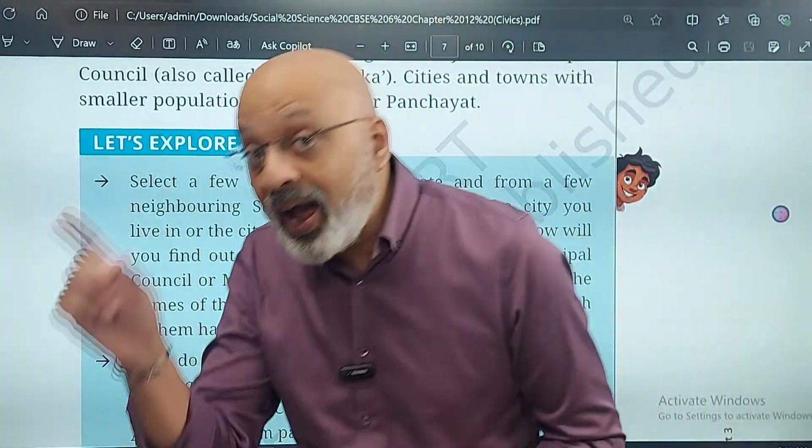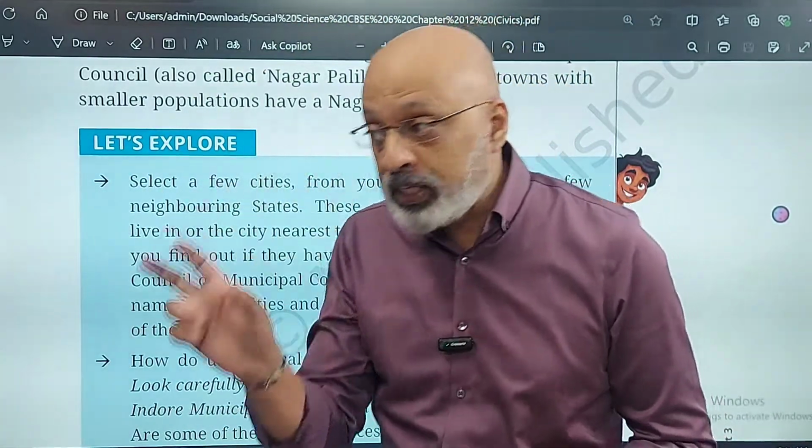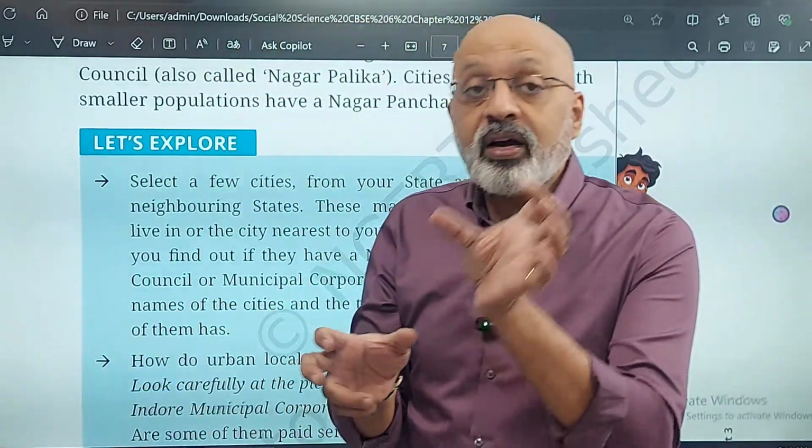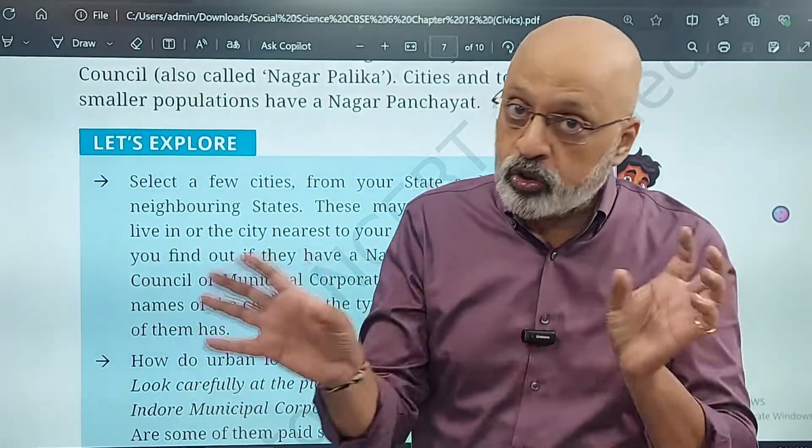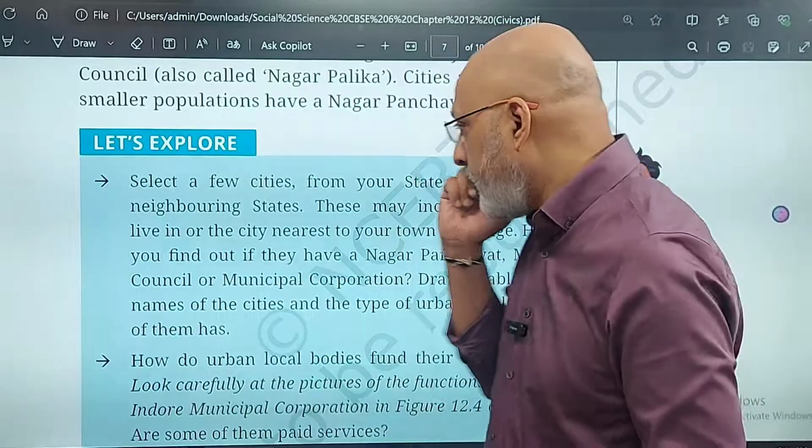Nagar panchayat and panchayat are two different things. Panchayat is in the rural areas, nagar panchayat is in the small town. So don't get confused between the two.